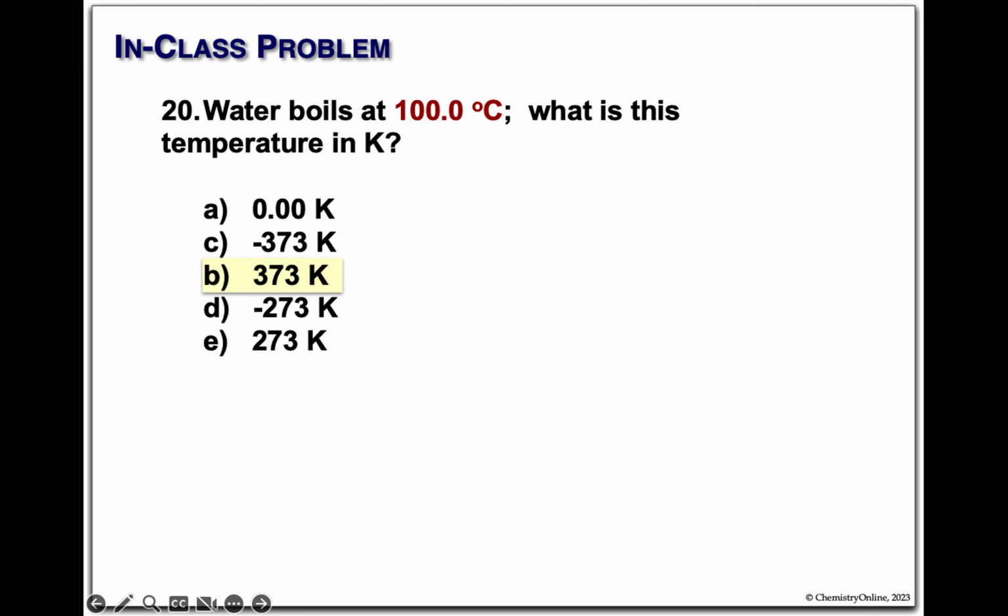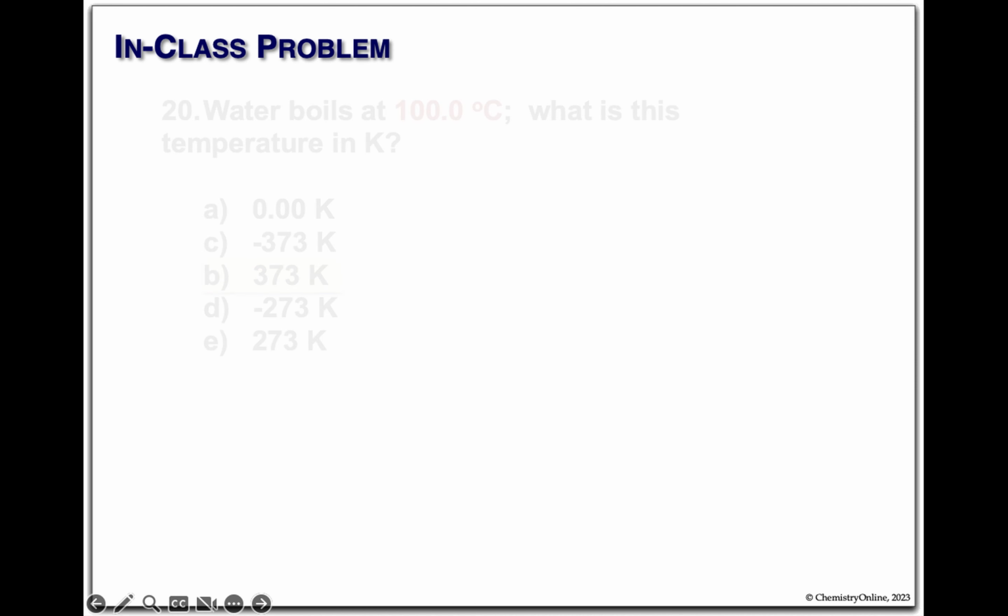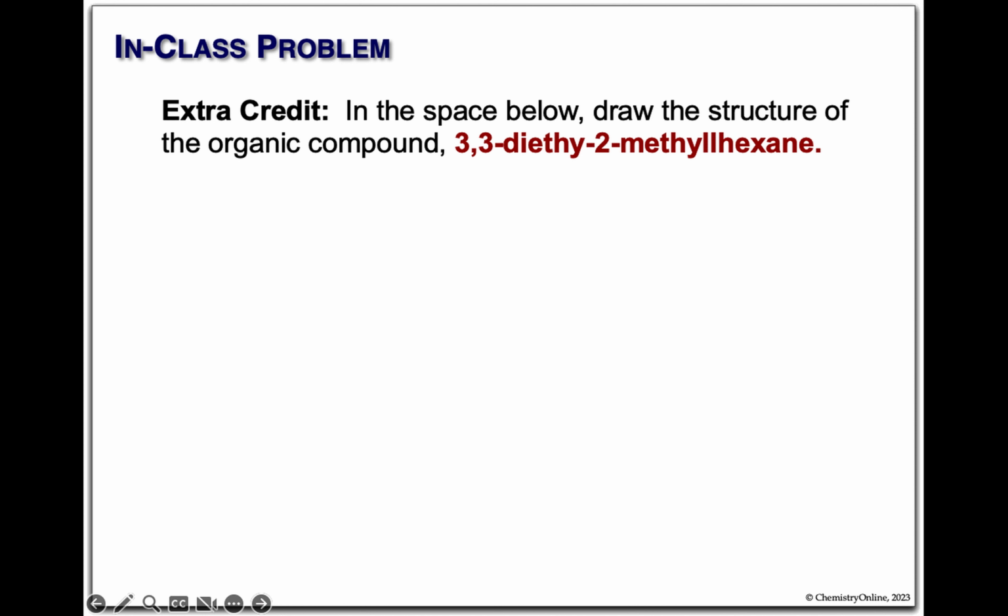And finally, the one that everyone's been waiting for, the extra credit question. In this space below, draw the structure of 3,3-diethyl 2-methyl-hexane. Chapter 12. We can do this. First thing you do, you look at the parent. You want to draw a zigzag with 6 carbons. So we do it this way. 1, 2, 3, 4, 5, 6.